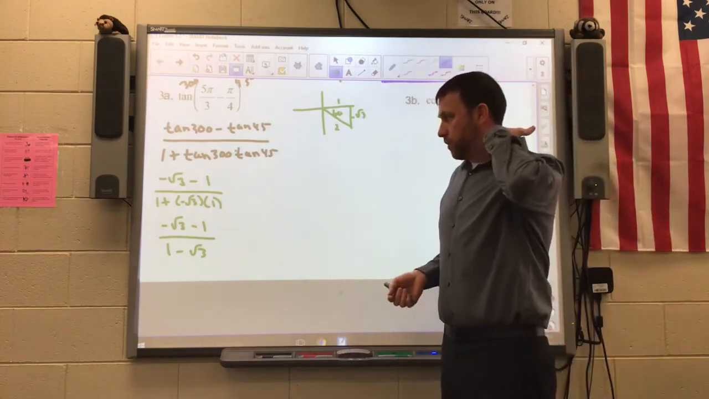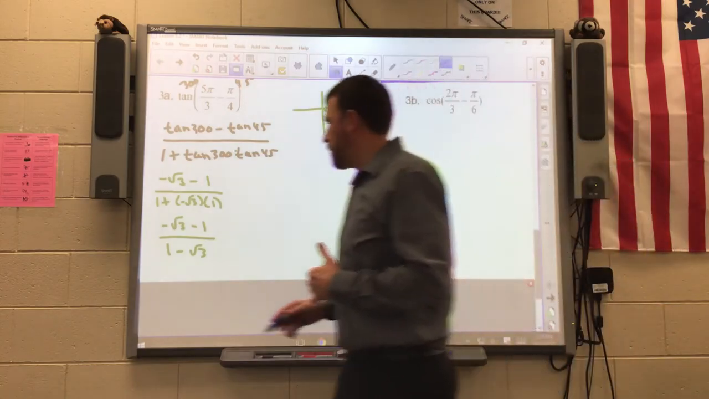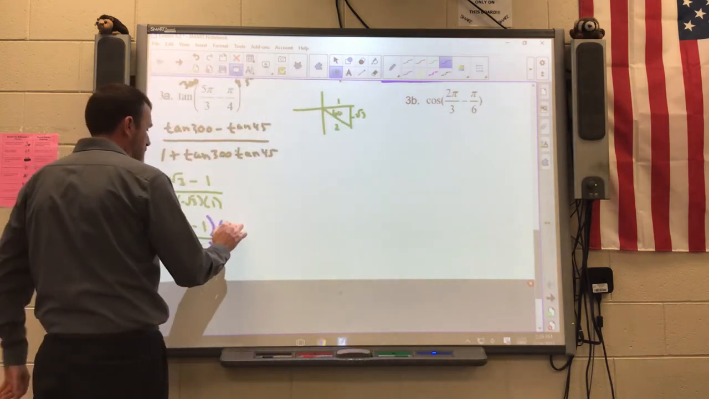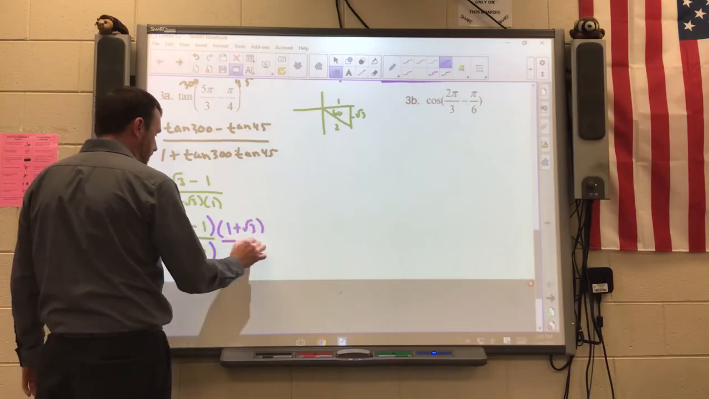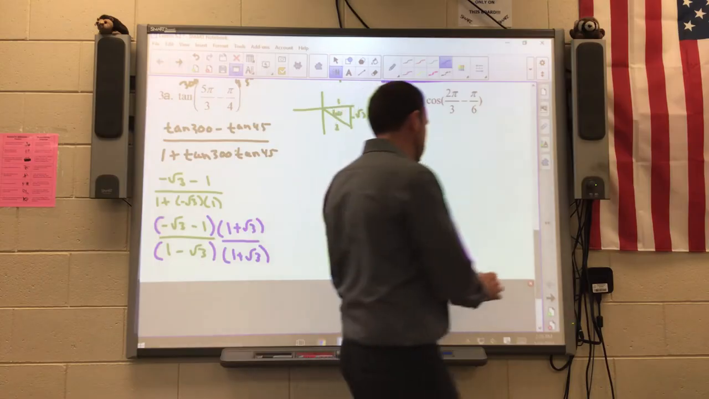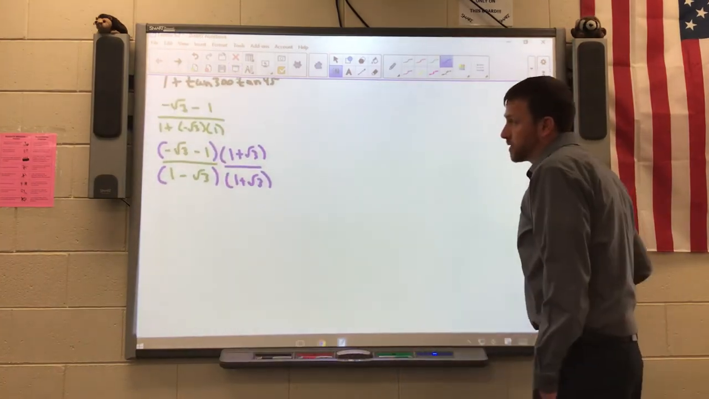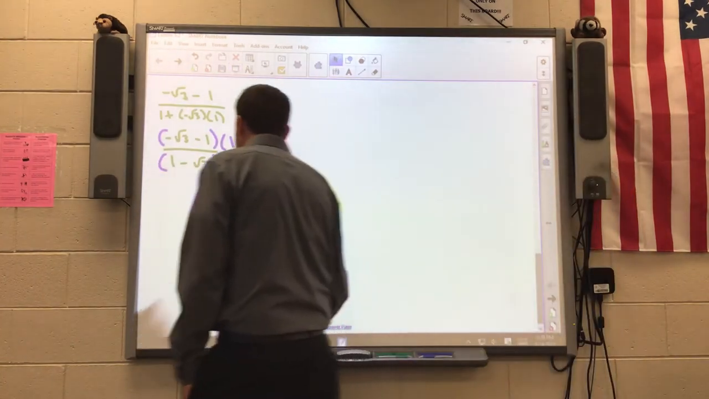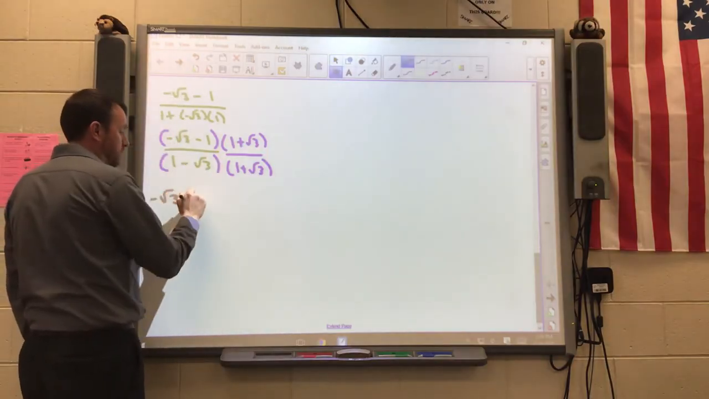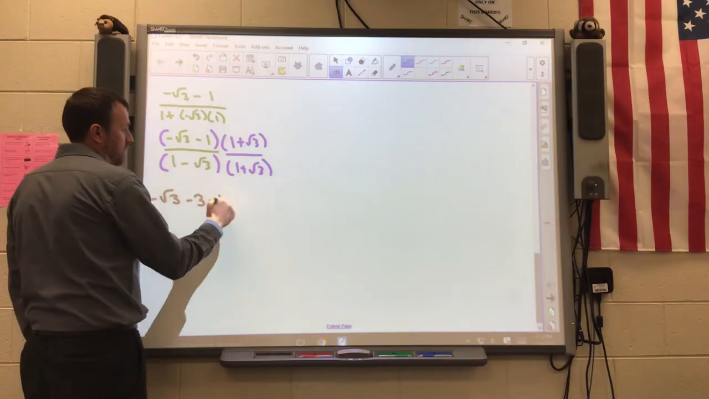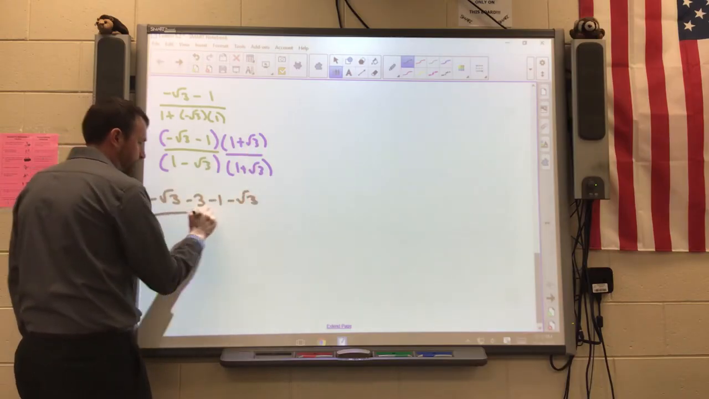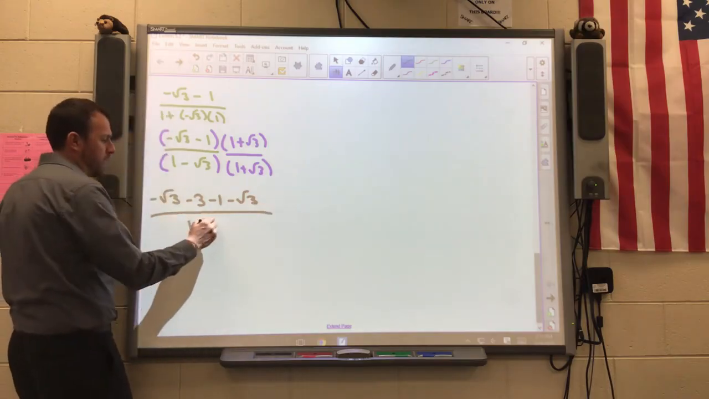So now what we're going to have to do is multiply it by the conjugate so I can get rid of that radical in the denominator. So I'm going to multiply by 1 plus root 3, 1 plus root 3. So now we're just getting back on our algebra skills. So negative root 3 times 1. Negative root 3 times positive root 3 is a negative 3. Negative 1 times a positive 1. And negative 1 times root 3. And then on the bottom, I'll end up with 1 minus 3.